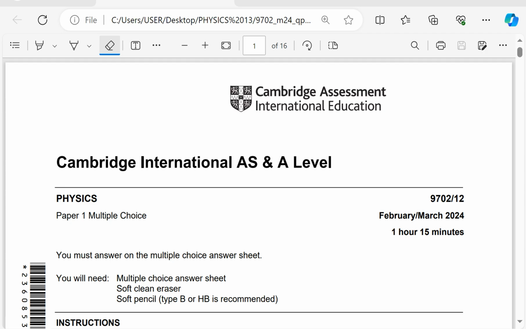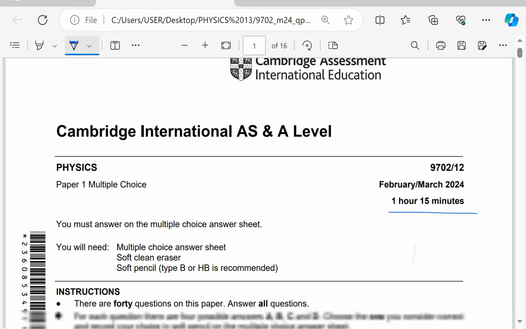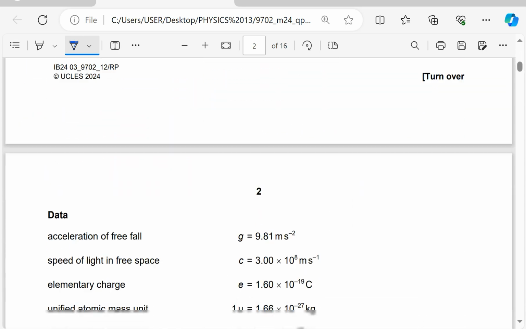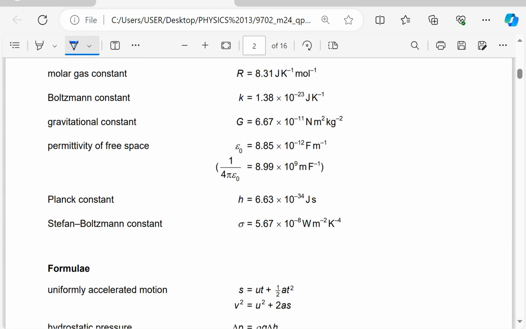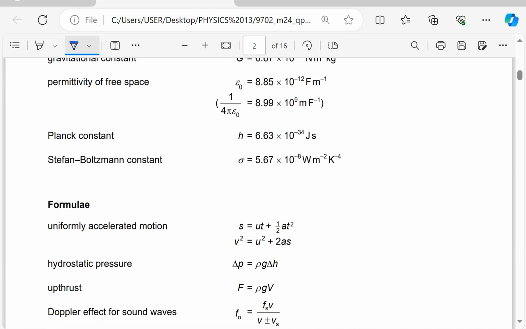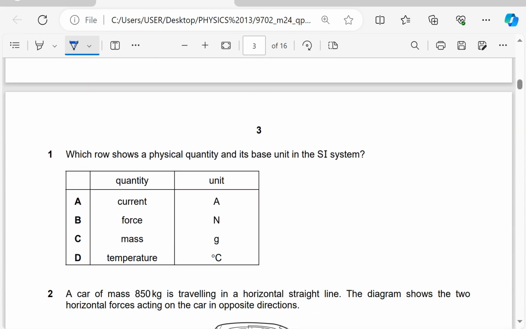That is India. The paper is supposed to be 1 hour and 15 minutes. I'll try my level best to keep time. The paper is 40 marks. I will go straight to the questions. I will not go through the instructions. I will not go through the formula given because I'm used to them.